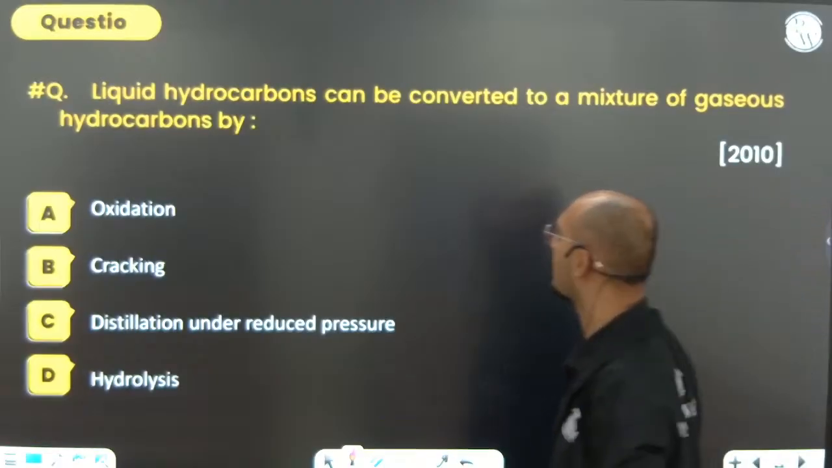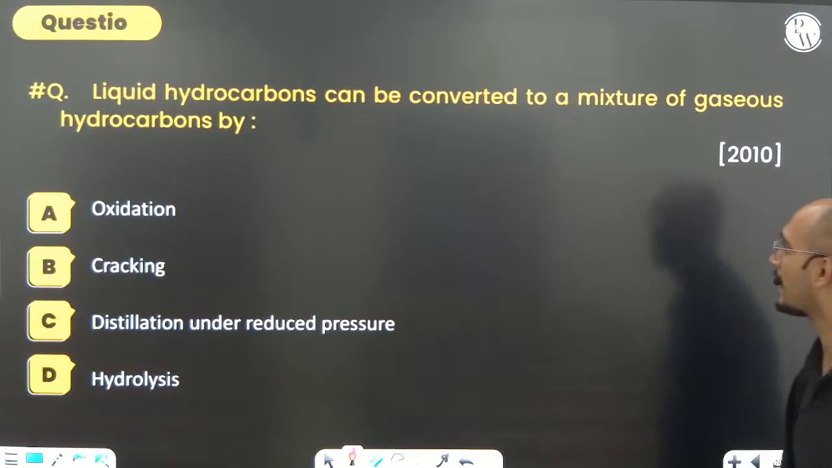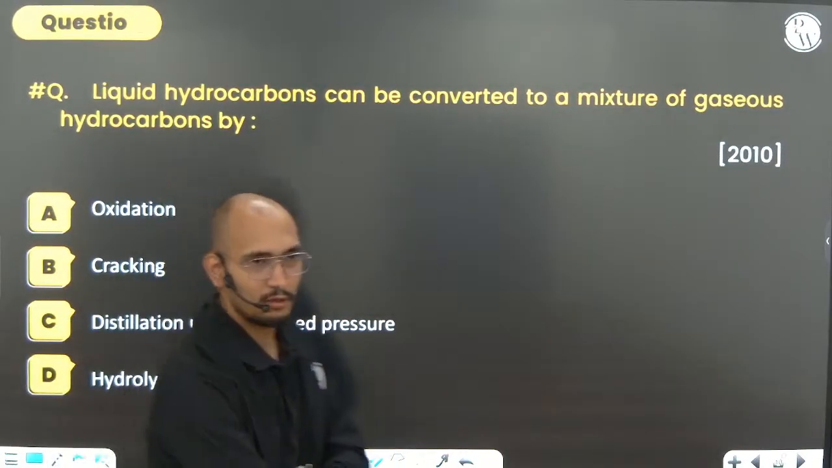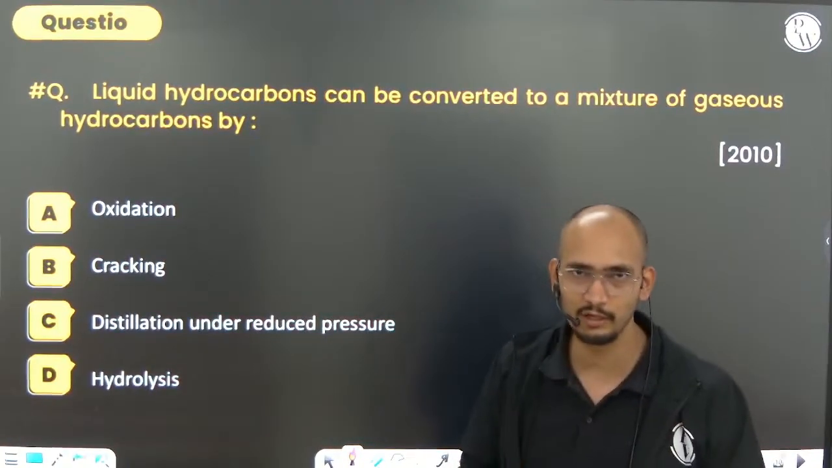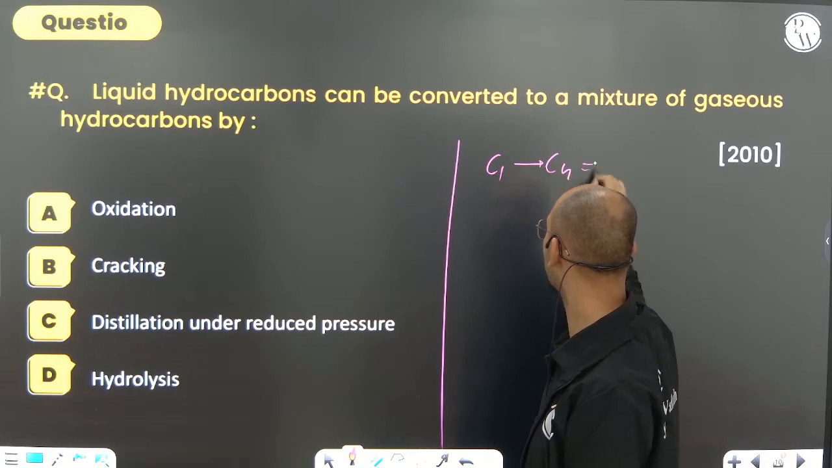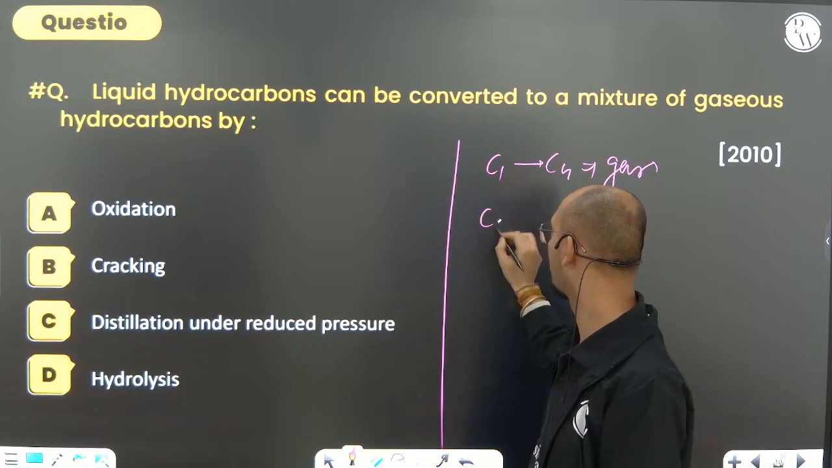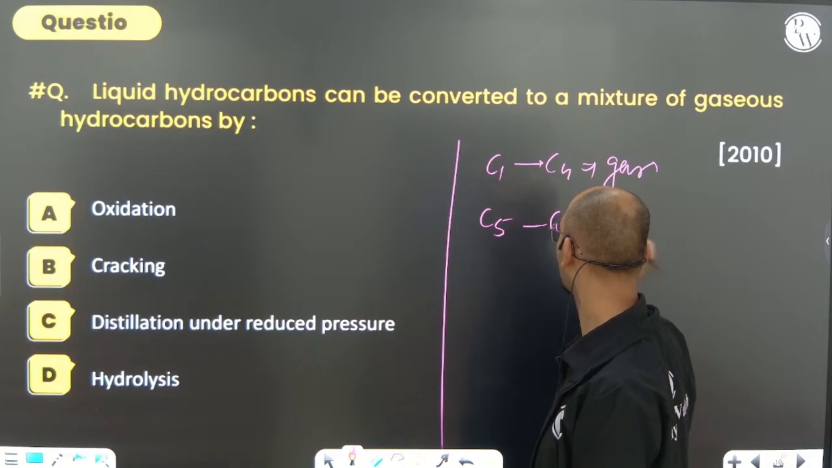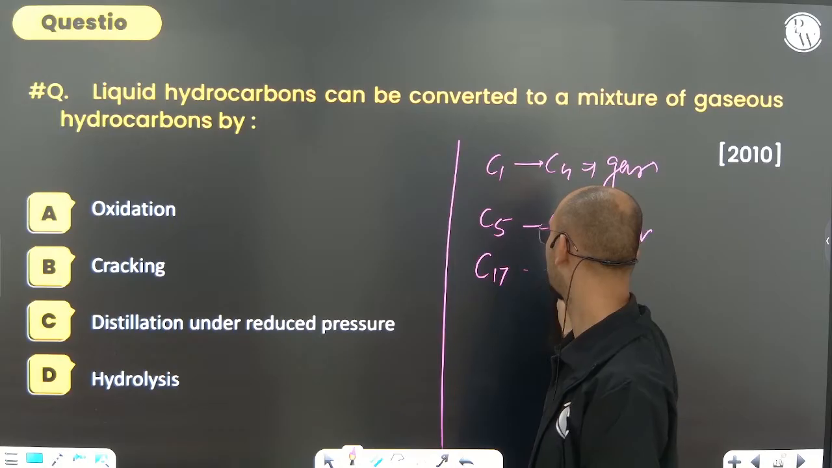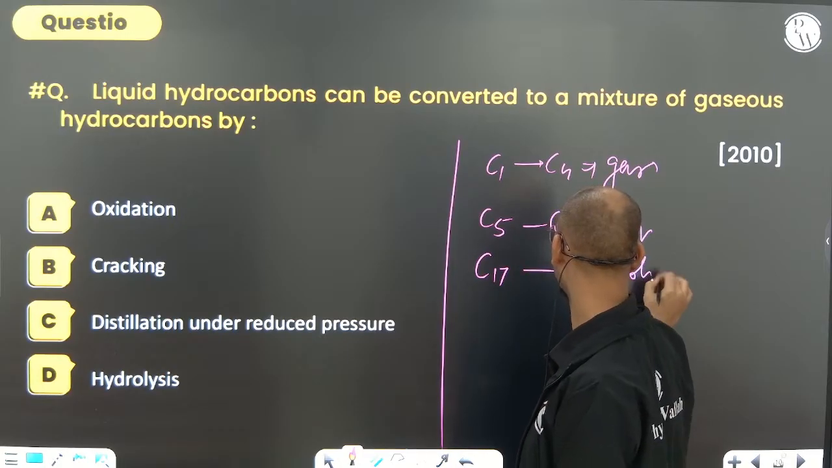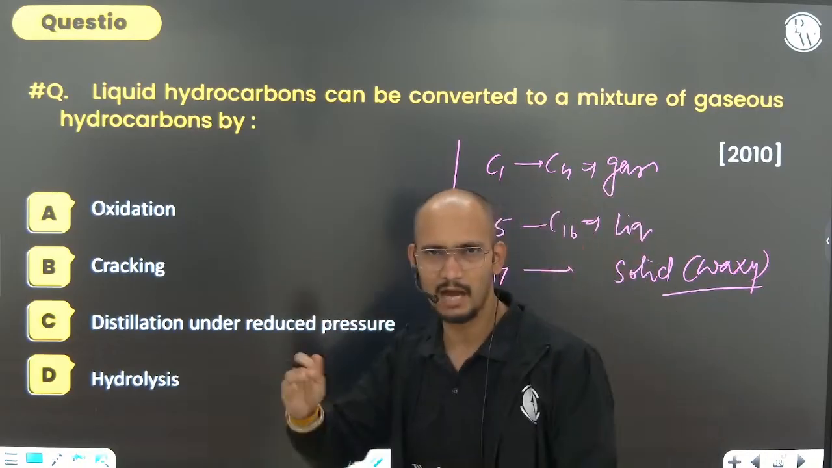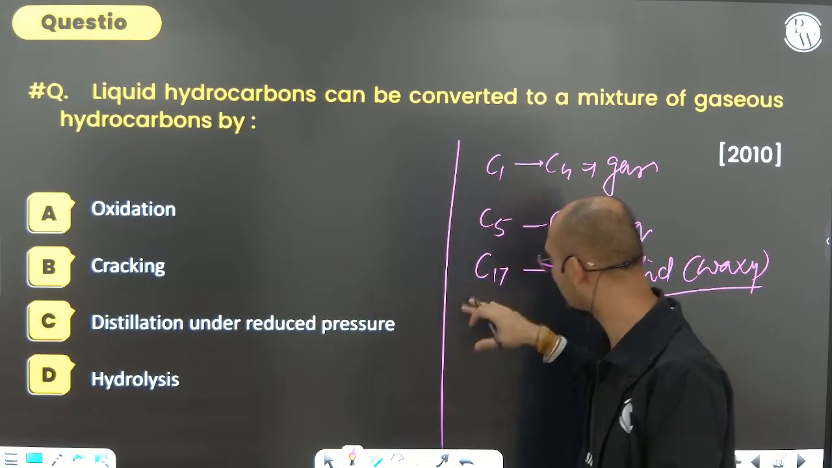Next, liquid hydrocarbons can be converted to a mixture of gaseous hydrocarbons by... See, whenever there are liquid hydrocarbons, always remember a few of the physical properties. Carbon 1 to carbon 4 are generally gaseous. If you talk about carbon 5 to carbon 16, or carbon 17, they are generally liquid, and carbon 17 and above are solids, that is waxy solids. Okay, so these are a few, sometimes up and down, a bit is possible, but the point is like this will be there.